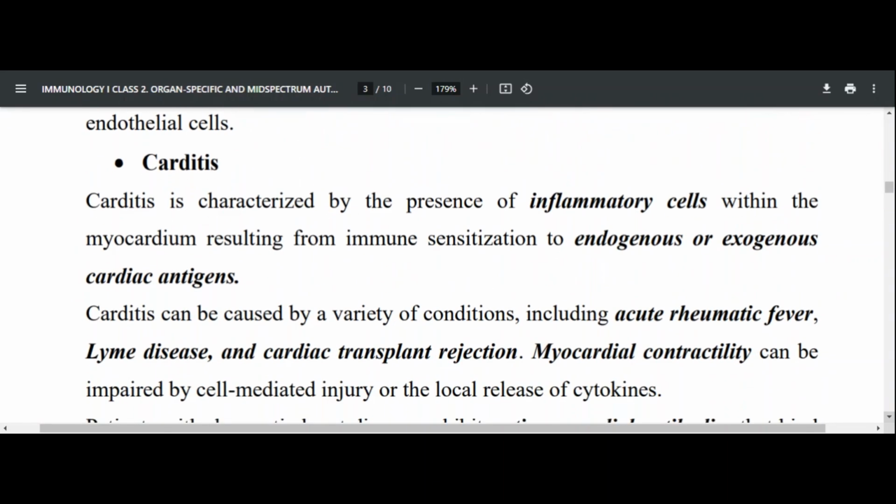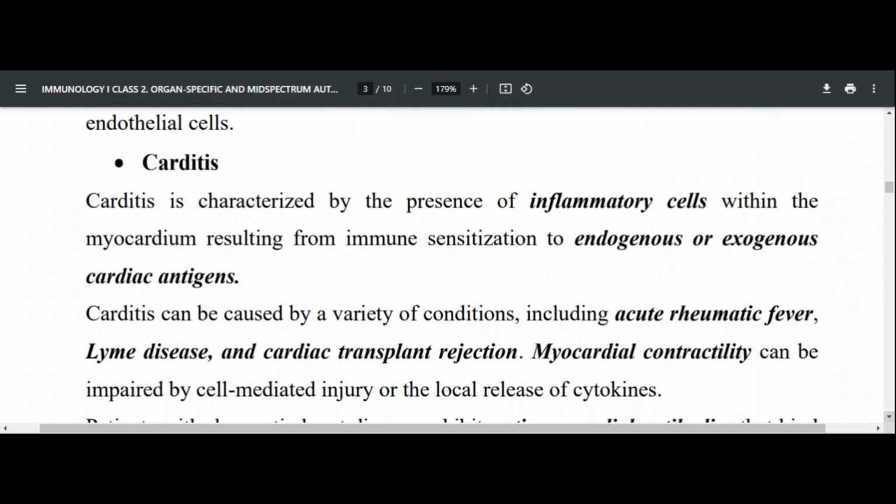So the second, apart from vasculitis, we have also cardiitis. Cardiitis is inflammation of cells within the myocardium resulting from immune sensitization to an endogenous or exogenous cardiac antigen. It can be an endogenous cardiac antigen, because this is a type of autoimmune disease. It can also be exogenous cardiac antigen that stimulates cardiitis. So cardiitis can be caused by many conditions, for example, acute rheumatic fever, Lyme disease, and cardiac transplant rejection.